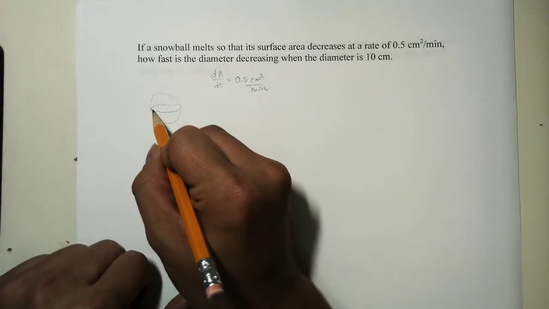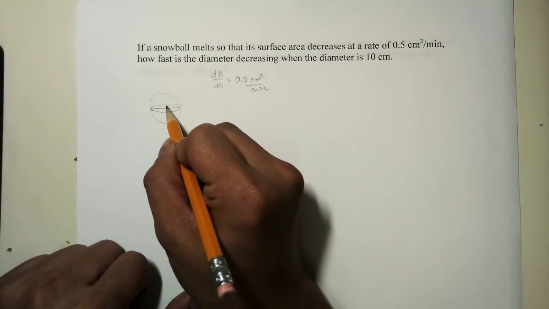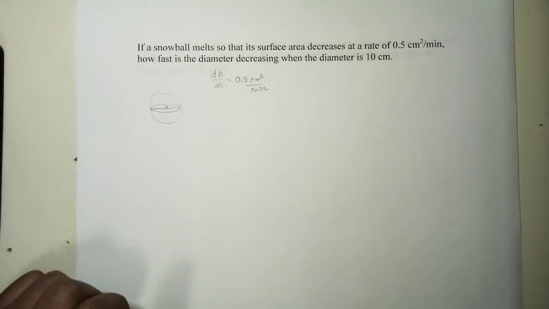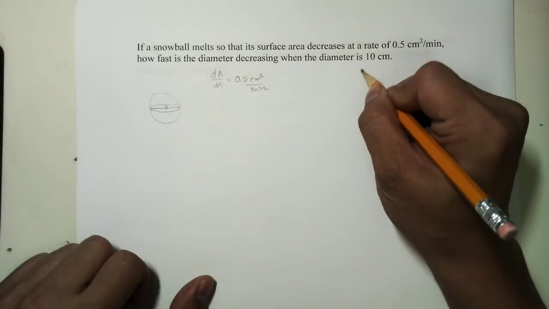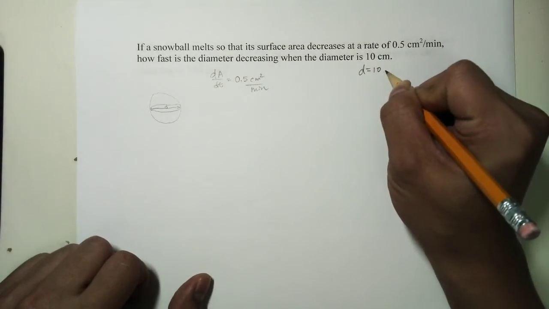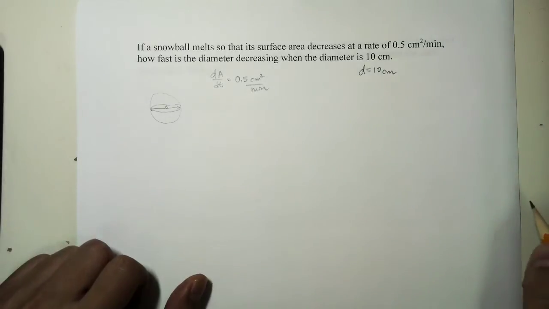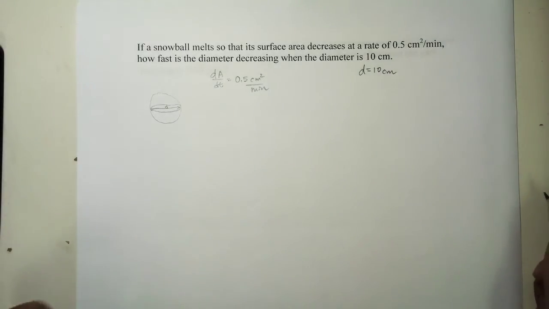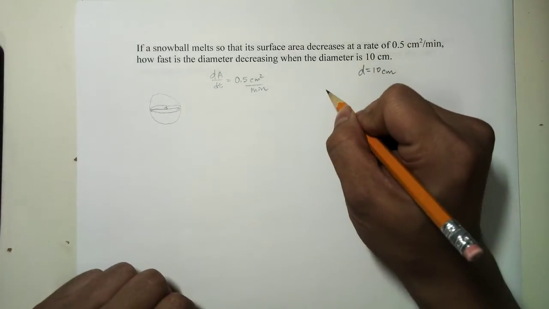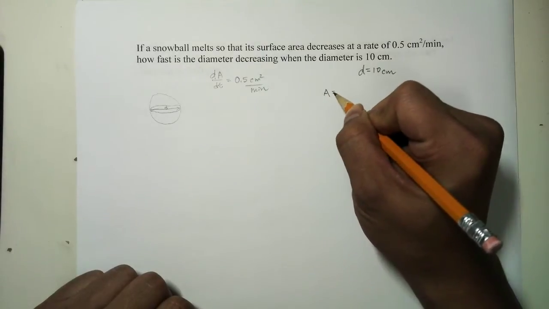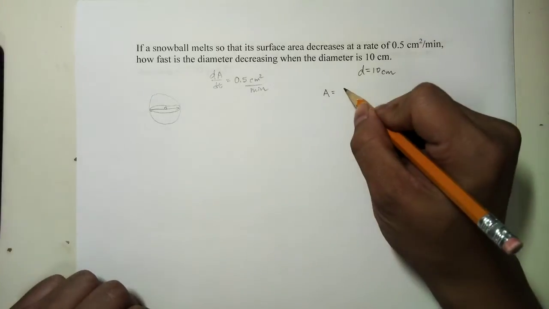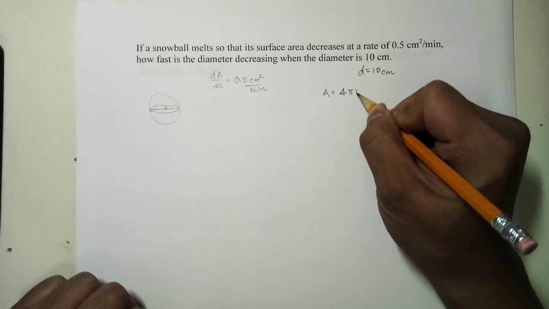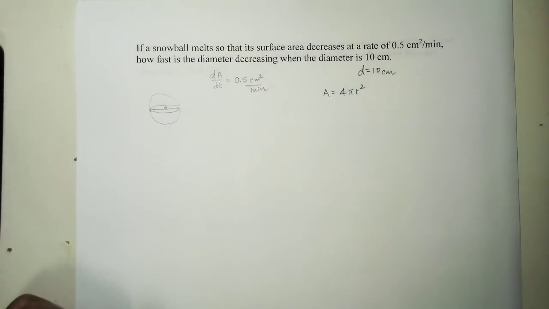Now we have something different right here. We have something called diameter. Okay, it's not radius. So how fast is the diameter decreasing when the diameter is 10 centimeters? So we are given diameter is equal to 10 centimeters. Now let's go ahead and get the equation for the surface area of a sphere. The surface area of a sphere is going to be 4 pi r squared.